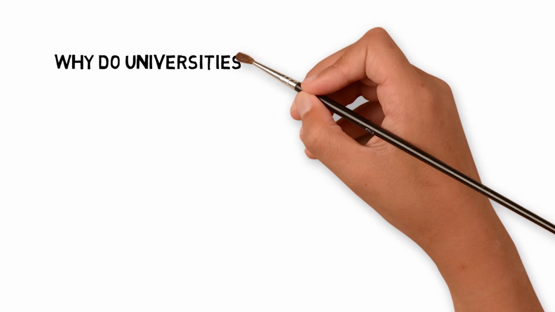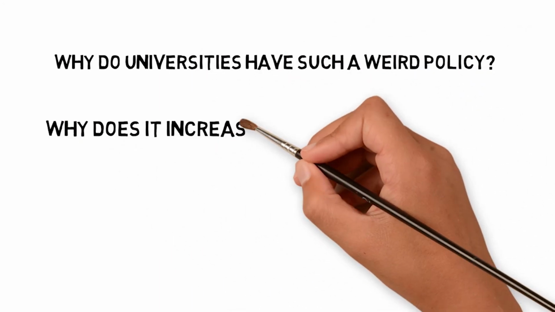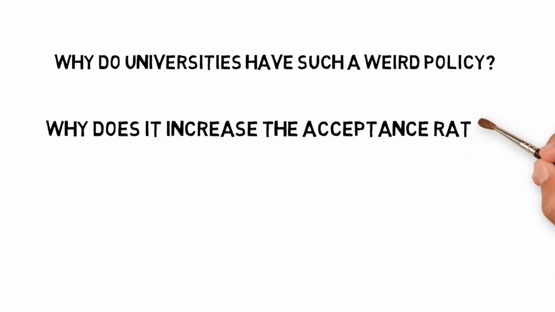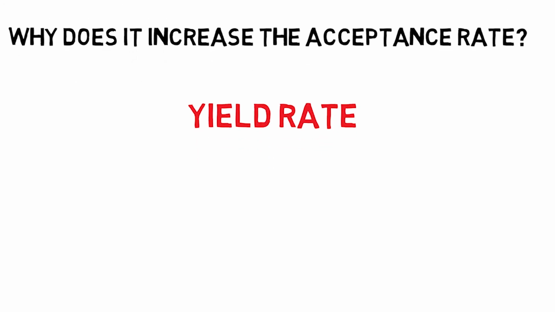When you apply, you sign an agreement known as the binding agreement. The binding agreement states that if the college accepts you, then you must attend that college no matter what, even if you have 50 acceptances lying around, or else there might be legal repercussions. So why do universities have such a weird policy, and why does that increase the acceptance rate by at least twofold? To understand, we have to see an element ranking sites use, known as the yield rate.